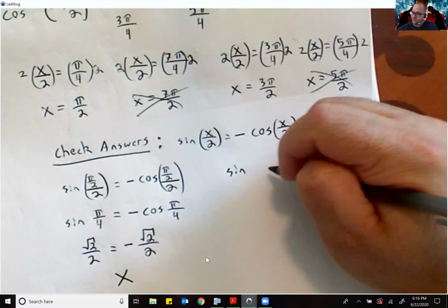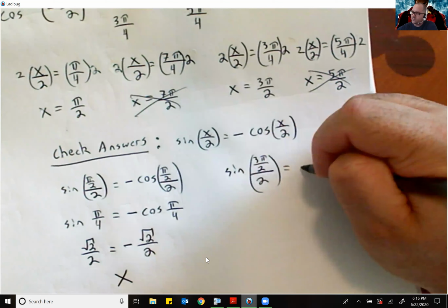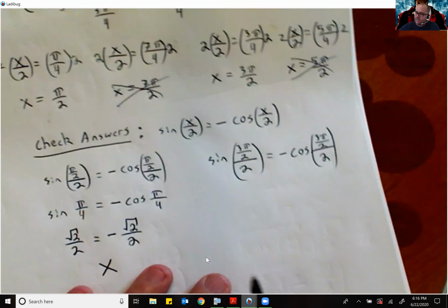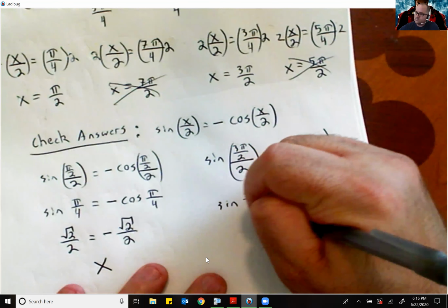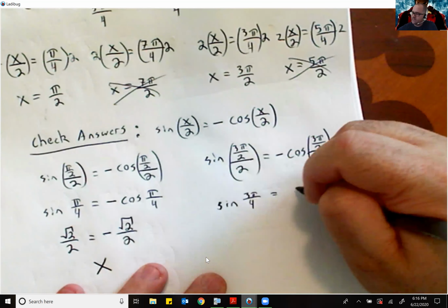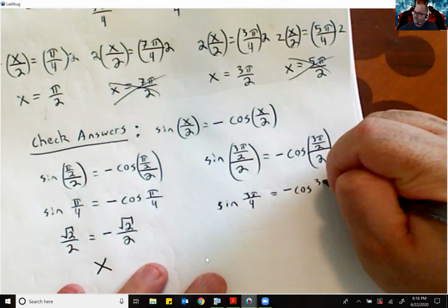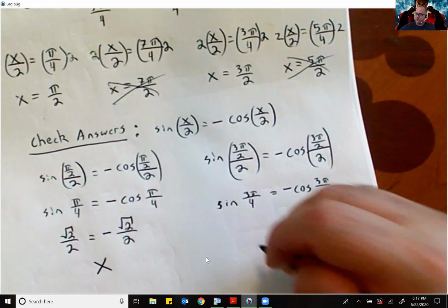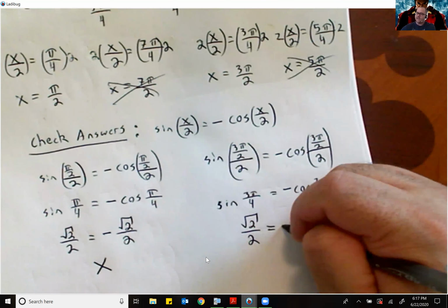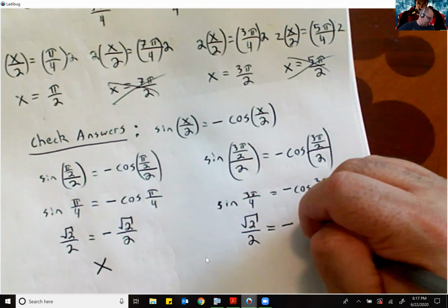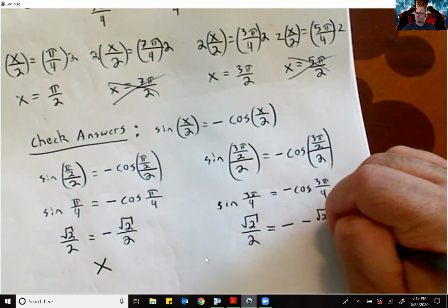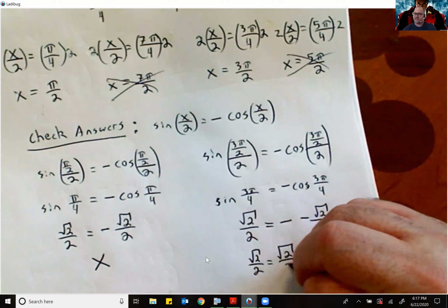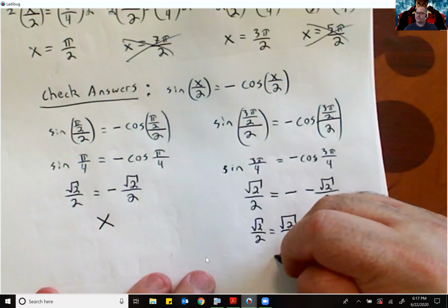Sine of 3 pi over 2 divided by 2 equal to negative cosine 3 pi over 2 divided by 2. So this gives us sine of 3 pi over 4 equal to negative cosine of 3 pi over 4. So sine of 3 pi over 4 is square root of 2 over 2, equal to negative cosine of 3 pi over 4, which is a negative square root of 2 over 2. What happens with two negatives by each other? They turn positive. Does this make sense? Absolutely. So there's only one answer to this.